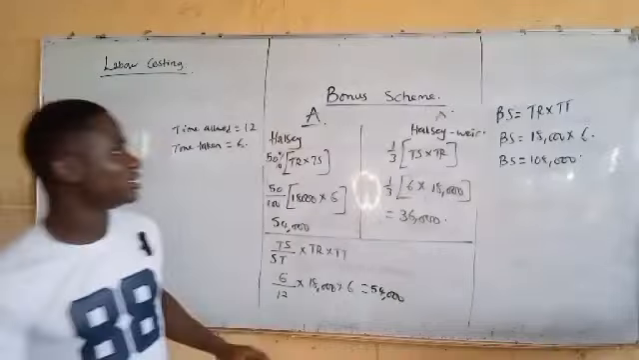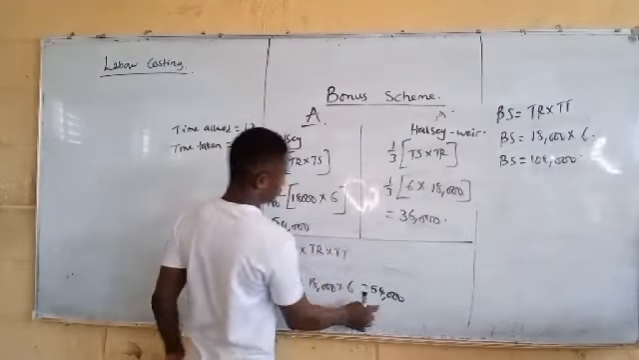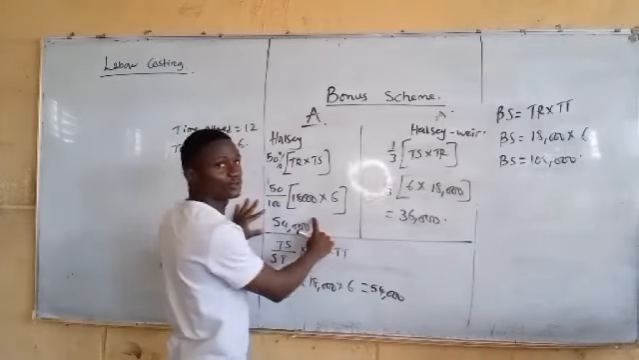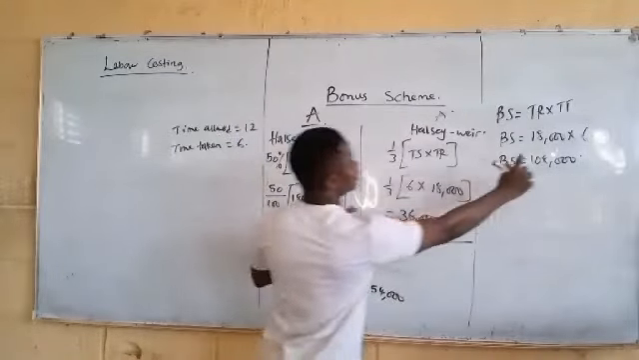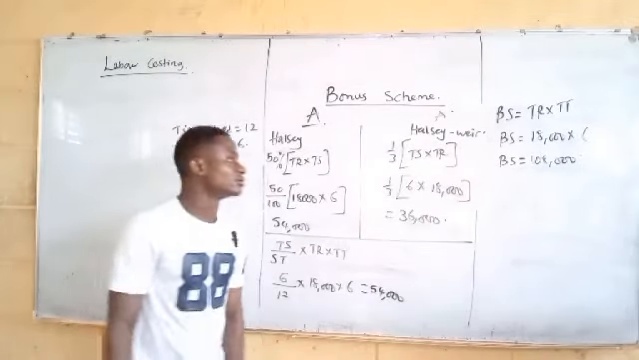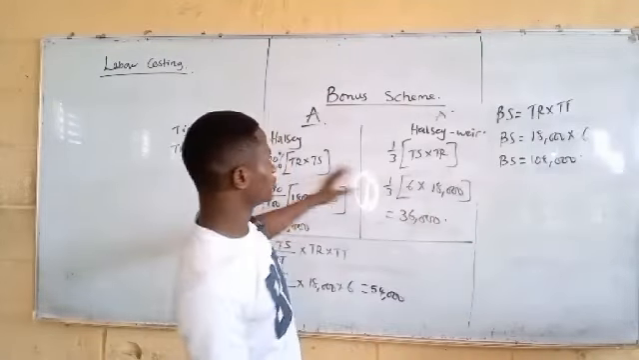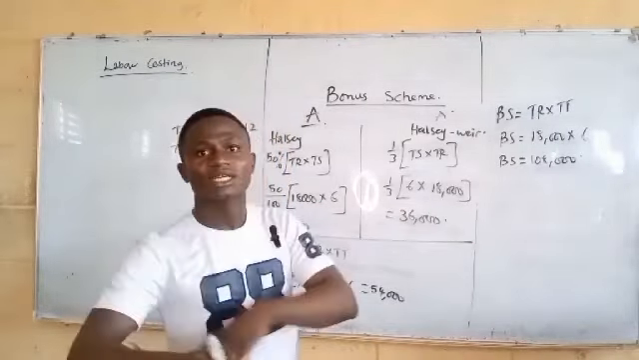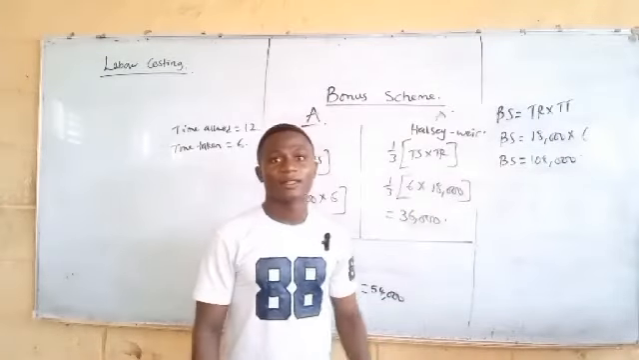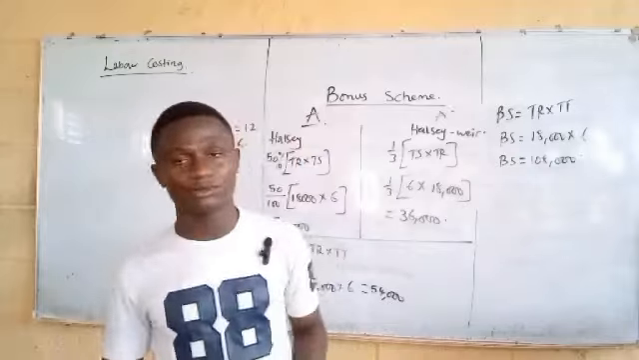So A will be going home with 108,000 plus any of this bonus. If it is RC, 108,000 plus 54,000. If it is RC where, 108,000 plus 36,000, and if it is row 1, 108,000 plus 54,000. So that is just the bonus scheme. You can calculate for B, and if you have any questions, drop them in the comment section.